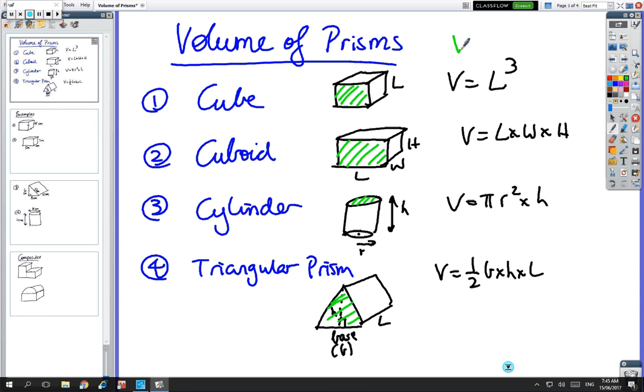So for instance, in the first one, we've got length squared, which is the shape that's constant, times how long it is, so we end up with length cubed. Here we've got length times height, and we times it by how long it is, so we end up with length times width times height. Here we've got a circle, so we end up with pi r squared times how long it is, so we end up with pi r squared times h. And here the triangle is half base height, and then we times it by how long it is. So all of these shapes have a constant shape, and then we multiply by how long, and we end up with these formulas here. Okay, so copy that and come across when you're ready.